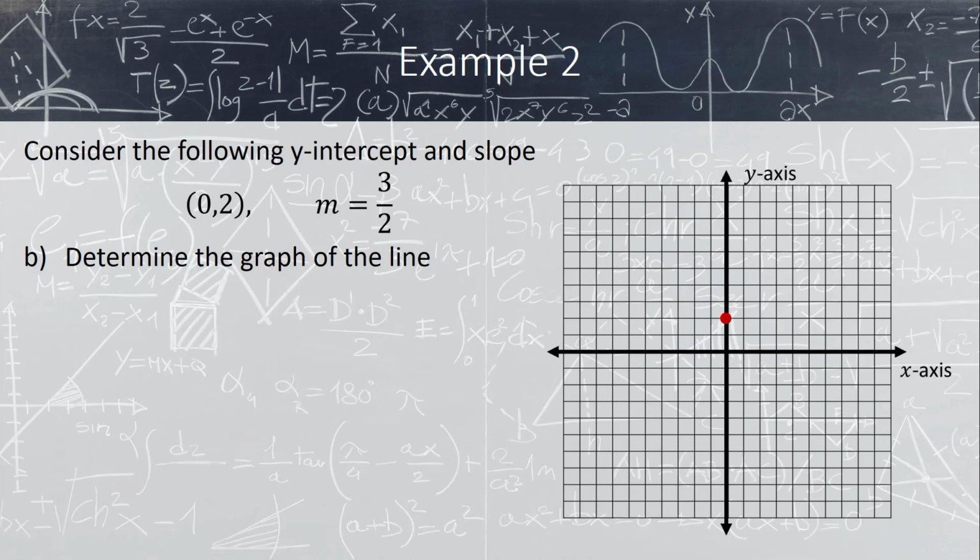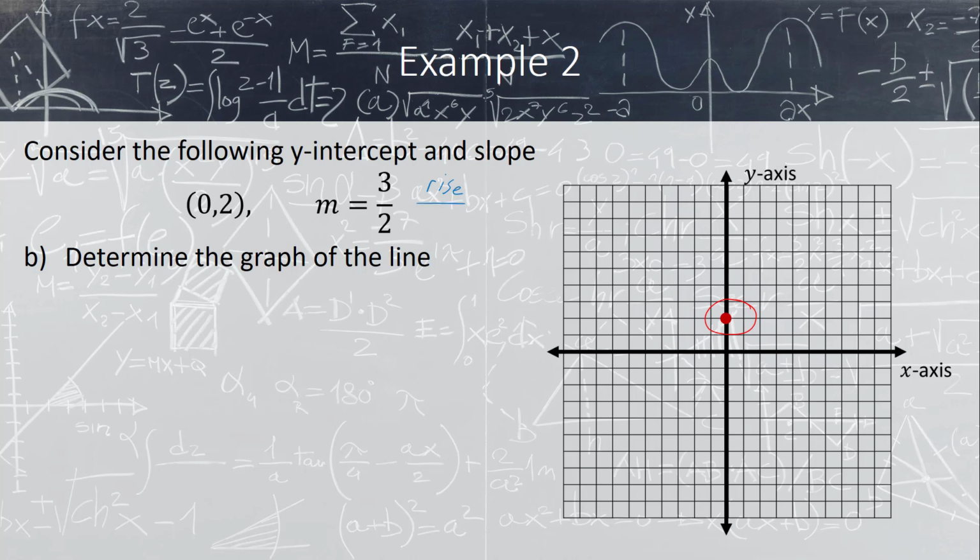Okay, next is going to be determining the graph of the line. Now, conveniently, they will provide you with the y-intercept. It's right there. So what you will need to do now is just to find another point so that you can plot that line. Now notice the slope is 3/2. The rise is 3.